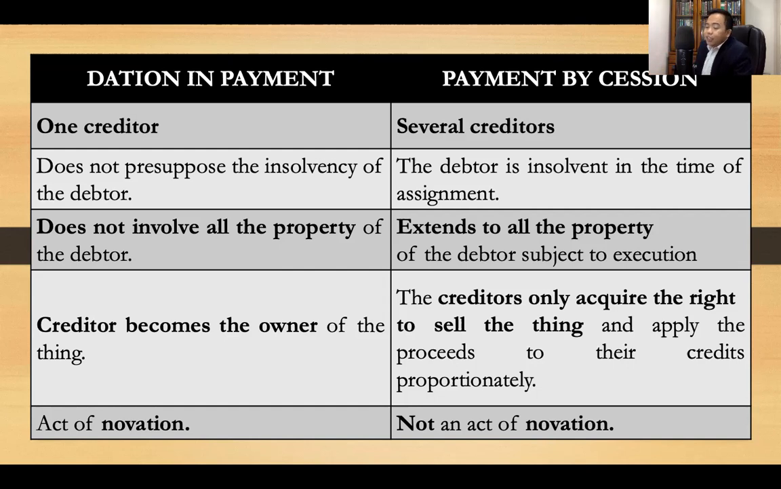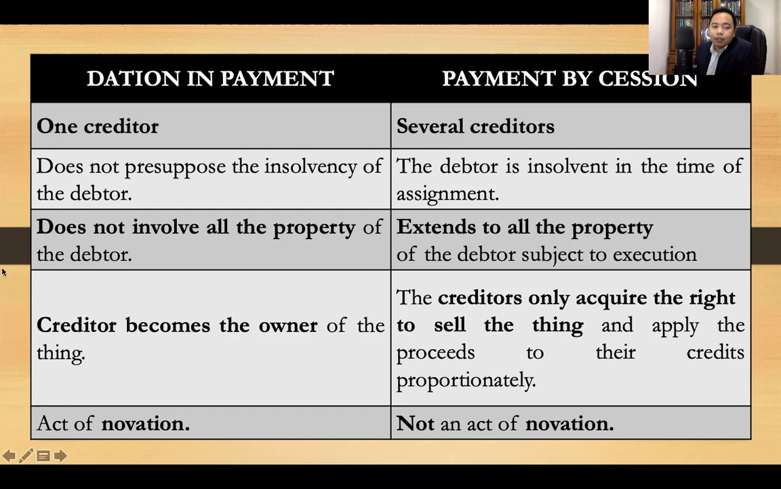Now, is there transfer of ownership from the debtor to the creditor in dacion en pago? Yes. In dacion en pago, the creditor becomes the owner of the thing. On the other hand, in payment by cession, is there transfer of ownership? As we have discussed, there is none. The creditors only acquire the right to sell the thing and apply the proceeds to the credits proportionately.